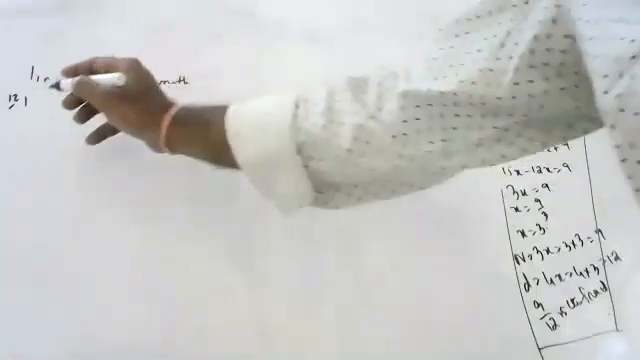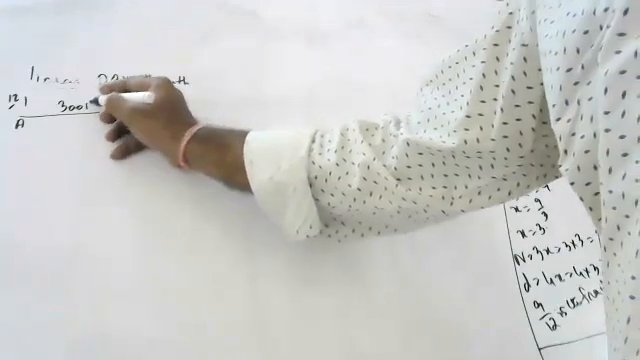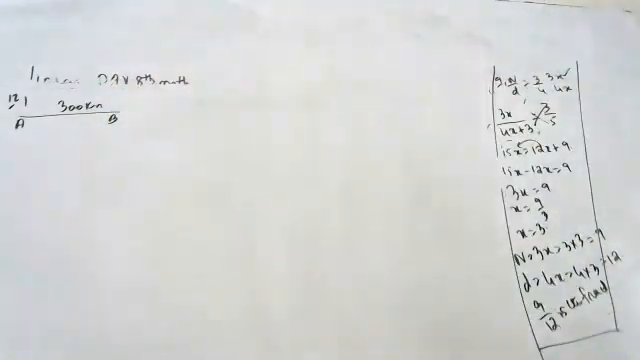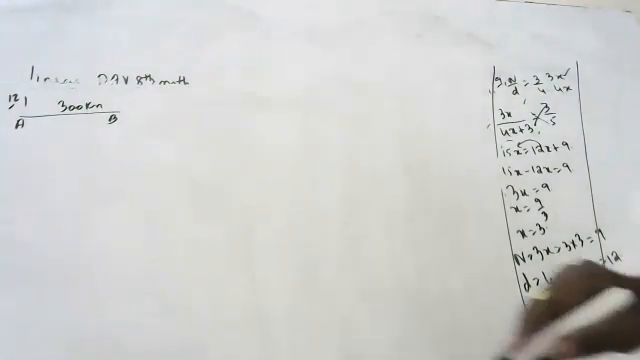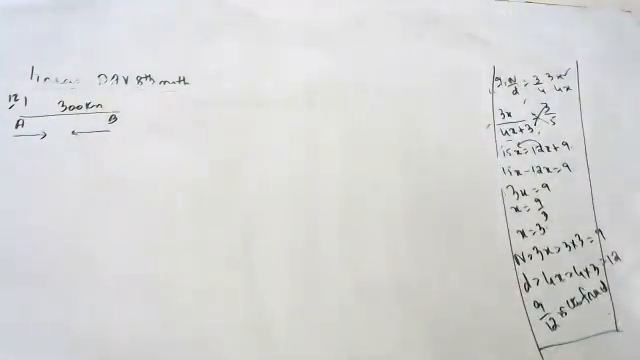The 12th question is: the distance between two towns is 300 kilometers. There are two towns C and D, children. Two cars simultaneously start from these two towns and move towards each other. From here one car is starting, and from here one car is starting, and they are moving towards each other.